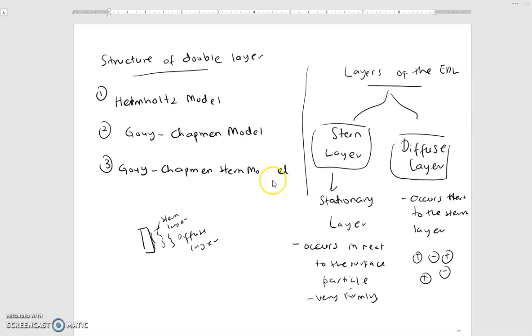The Stern layer is also known as the stationary layer. It occurs next to the surface particle very firmly. When you have the electrode, what appears at the surface of the electrode is the Stern layer, between the particle and the rest. The second one is the diffuse layer, which occurs next to the Stern layer. First, near the electrode there is the Stern layer, and after the Stern layer is the diffuse layer. For the Stern layer, the ions are bound to the surface very firmly, occurring due to adsorption and Coulomb interaction.